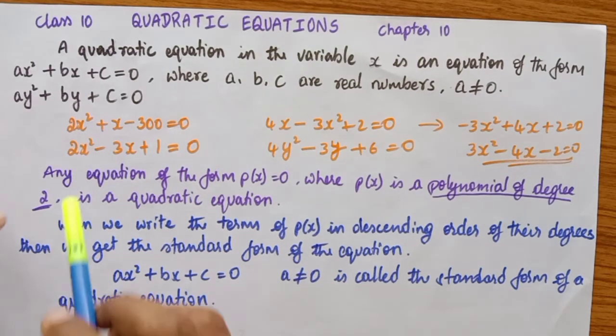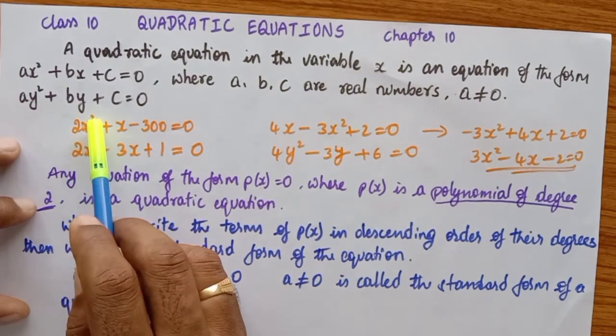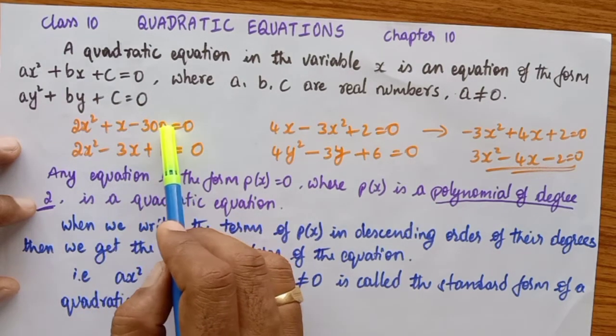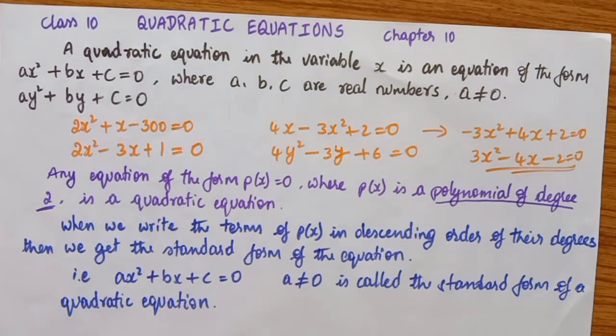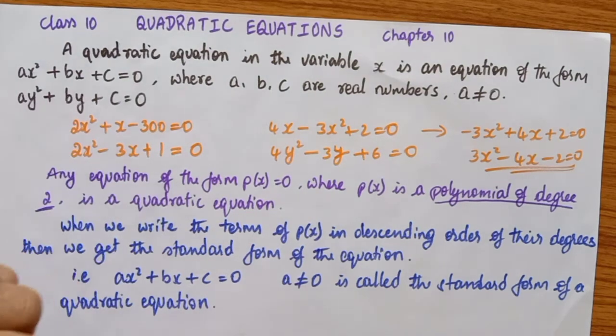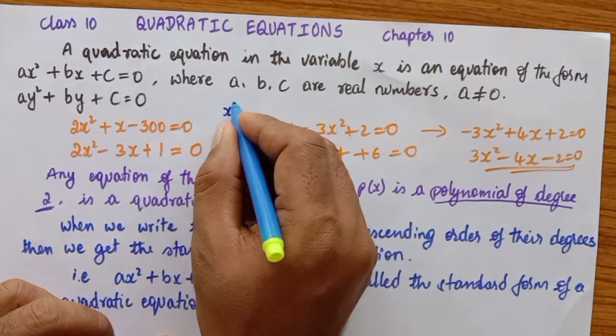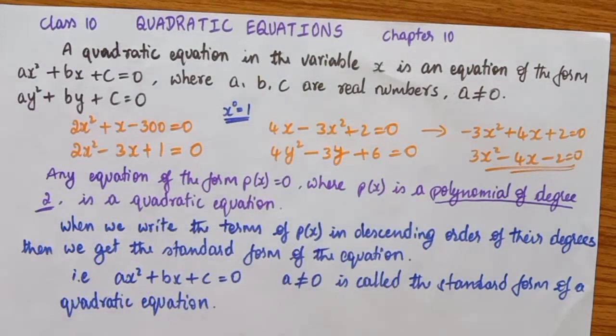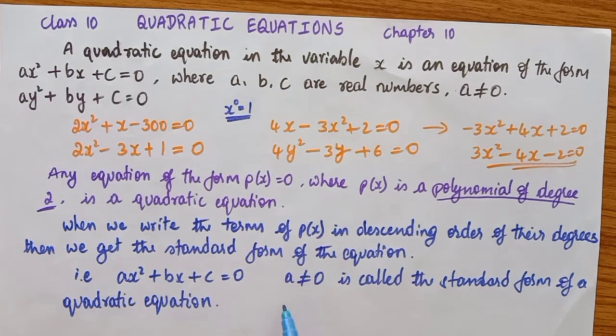Here you can see 2x to the power of 2, x square, after that x, whereas here it is not there, means x to the power of 0 is there. You should understand that 300 into x to the power of 0, as you are all familiar that x to the power of 0 is equal to 1. You should not forget this one. So here you can rewrite it as ax square plus bx plus c x to the power of 0, whereas here 1, is equal to 0. This is the standard form.